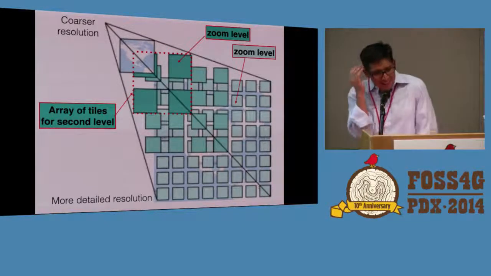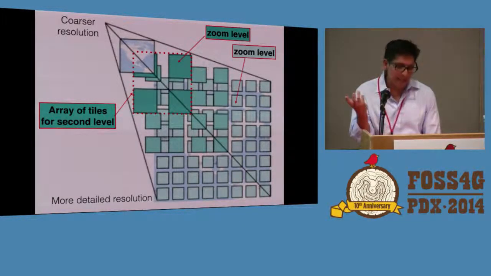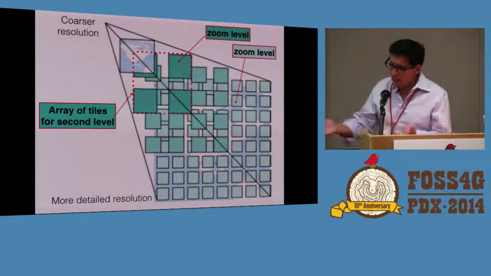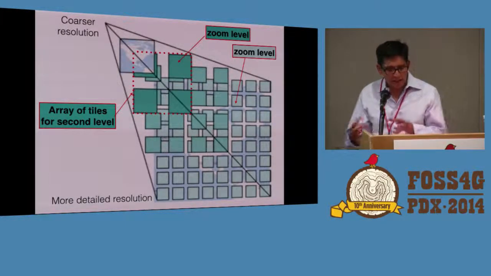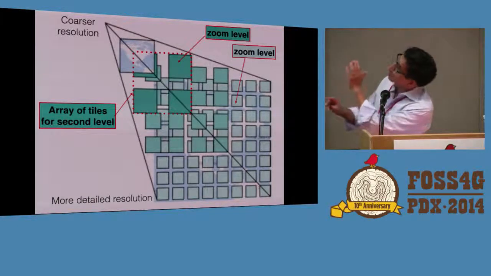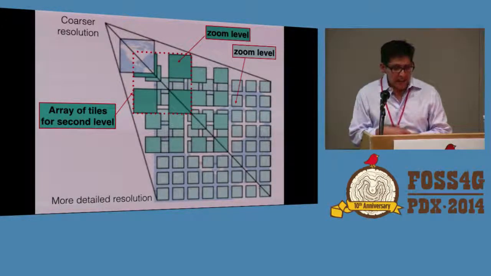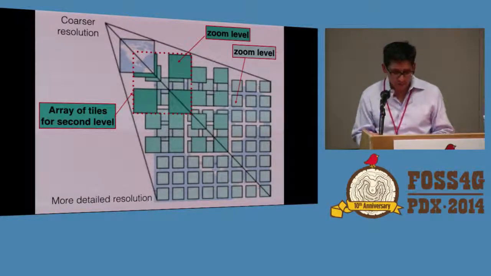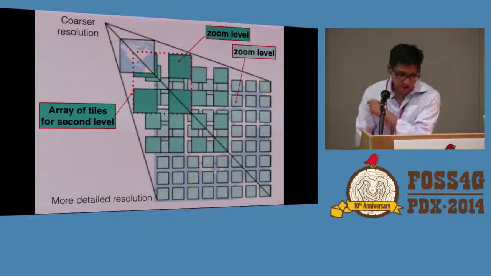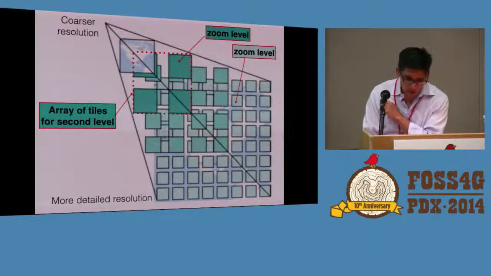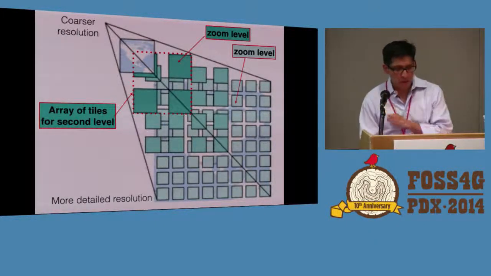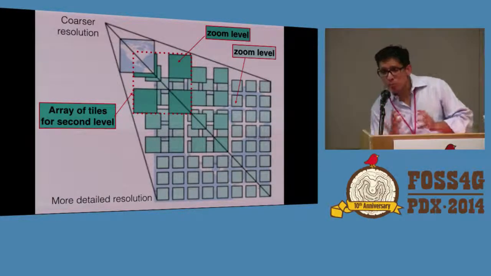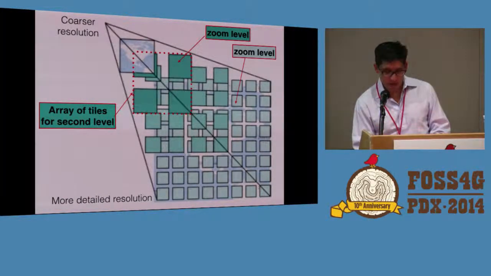So let's recall a little bit about what we mean by tiles. Remember that when we have a map, we discretize the space into various zoom levels. And then for every zoom level, we have a set of tiles. For example, here in the dark green part, we show the array of tiles for the second level. We want to be able to capture all that information in GeoPackage.